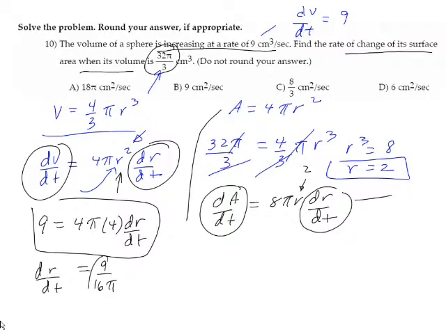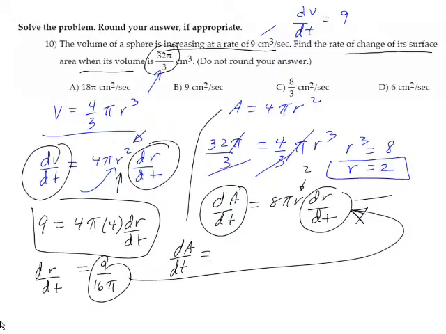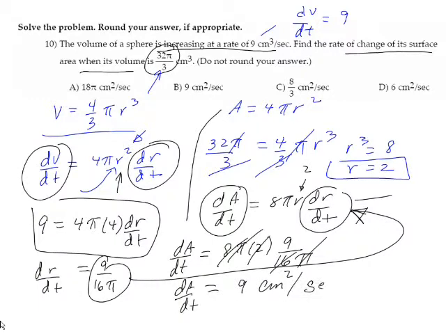So now we're able to calculate everything. Notice you're having to put a lot of information together. dA/dt would be equal to 8π times 2 times dr/dt, which is 9 over 16π. Simplifying this, you get that dA/dt is equal to 9 square centimeters per second.